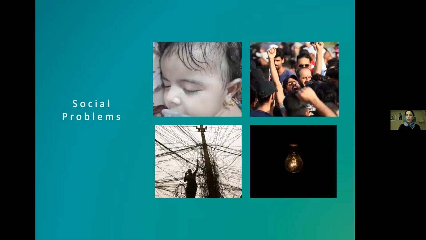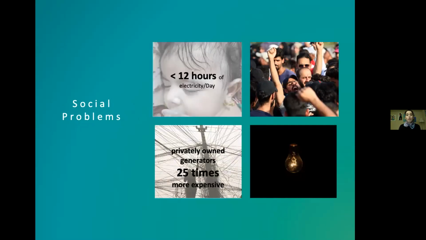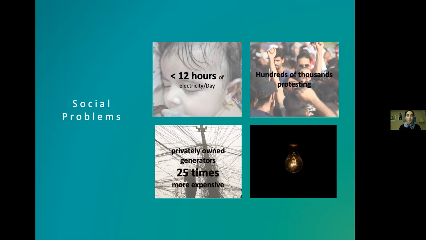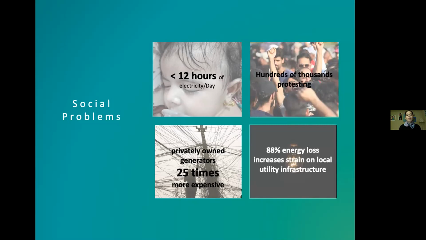The social problem in Iraq is that the energy supply is less than 50% of the demand. This picture is of an Iraqi child that was spread over the summer, last summer, and it drew public rage. The lack of electricity supply from the public sector means people have to pay most of their electricity expenditure to private generators, which are very expensive and highly polluting as well. We have hundreds of thousands of people protesting every summer because of the lack of electricity services, and conventional buildings, according to our data and our energy analysis reports, are causing energy loss of no less than 80%, and it has increased the strain on local utility infrastructure.